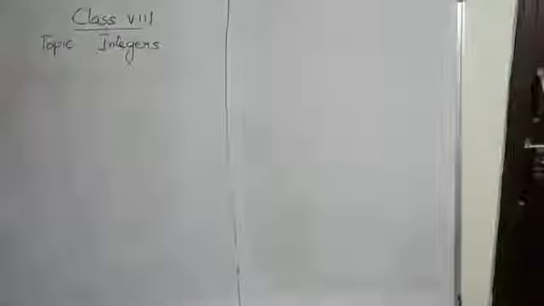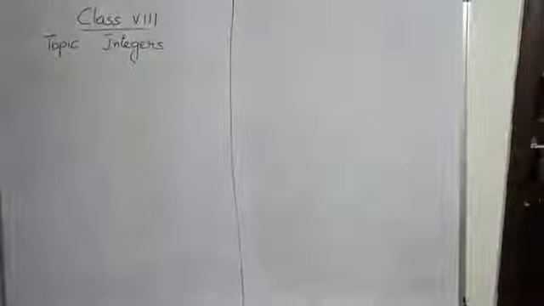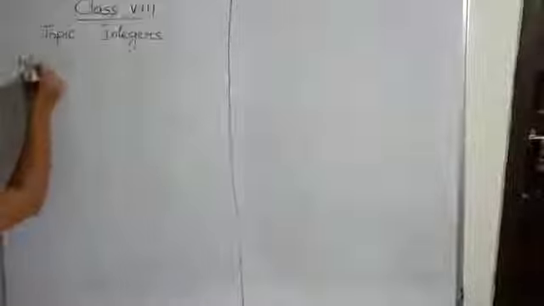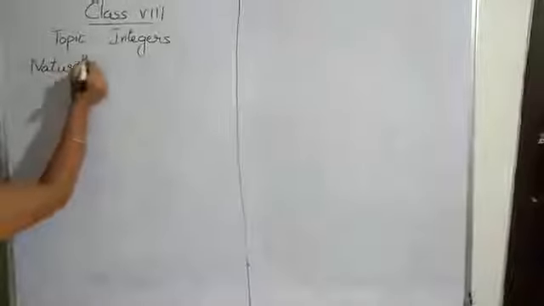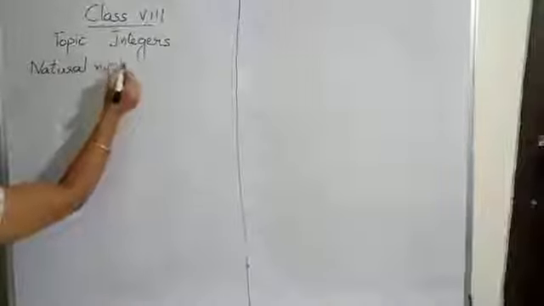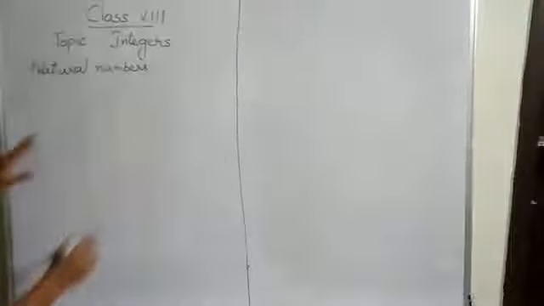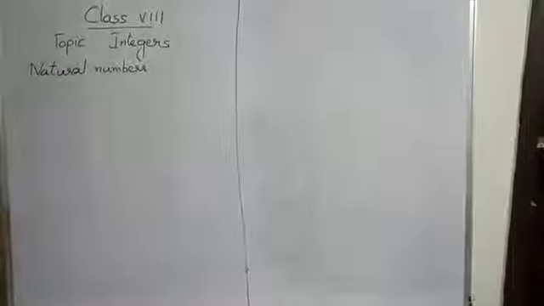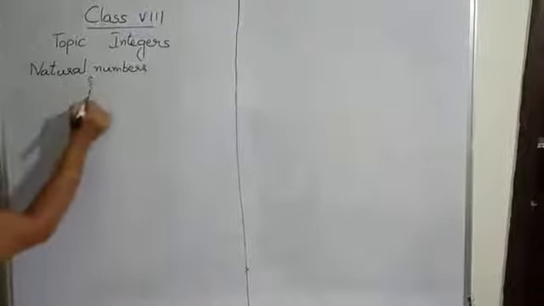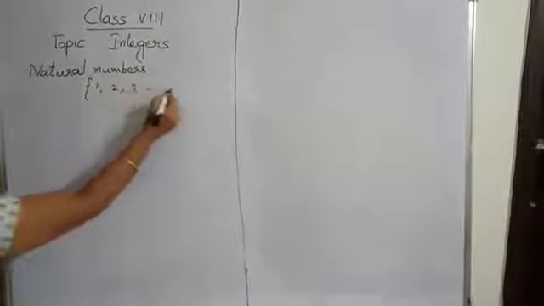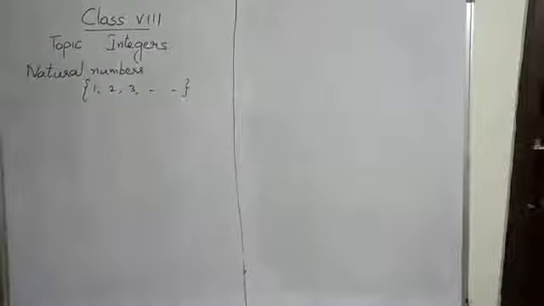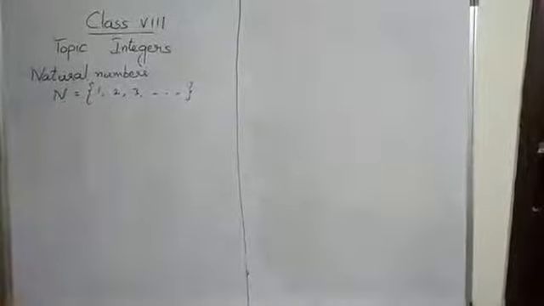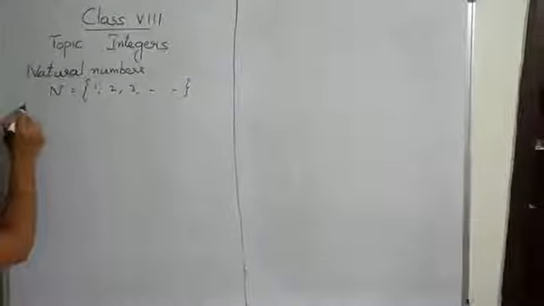What are integers? You already know first what are natural numbers. What are natural numbers? Natural numbers are nothing but counting numbers which start from 1, 2, 3, so on to infinity. And natural numbers is denoted by the capital letter N. So these are natural numbers.